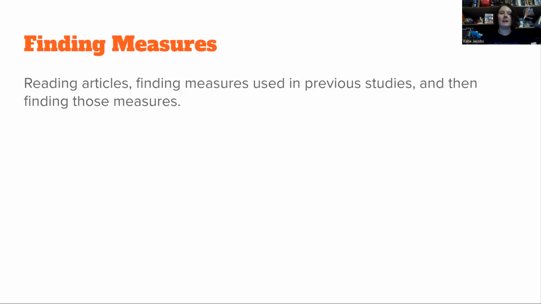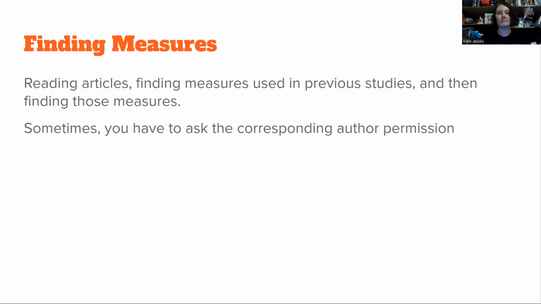So finding measures, the best way to do it is reading articles, finding measures that were used in previous studies, and then finding those measures. There's a couple different ways that you can find measures. Sometimes you just have to ask the corresponding author permission. So anytime that you're reading an article, a peer-reviewed journal article will have a corresponding author with their email on it. Sometimes it can be really hard to track down some of these people because they move to different institutions after they've published. But for the most part, I don't think I've ever had someone tell me no.